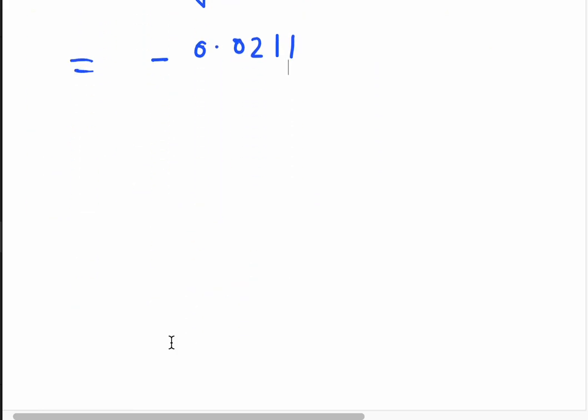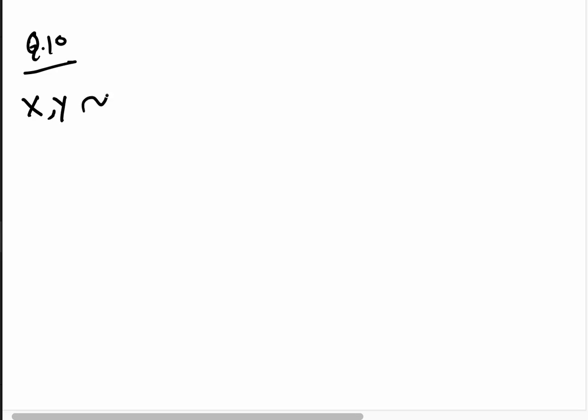Now this is the last question of this assignment. So question number 10. So question number 10, it says that x and y follows a bivariate, follows a probability density function which is given below.